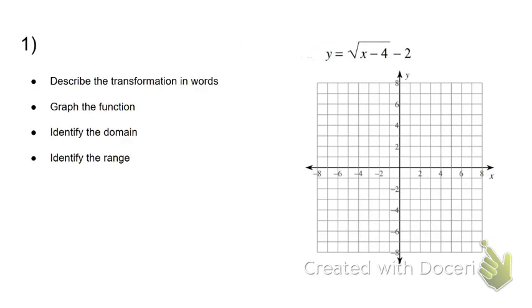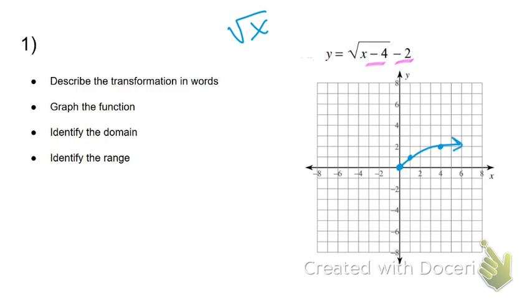For number 1, first we're going to describe the transformation in words. So look at what's happening under the root, what's happening outside of the root. I think it's good to mention that the parent function is the square root of x. So I'm just going to graph the parent function.